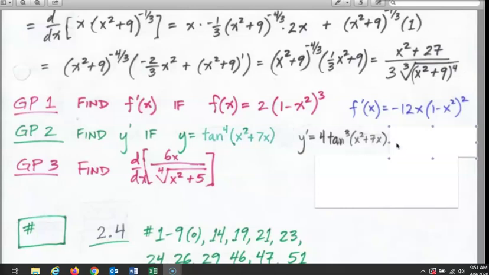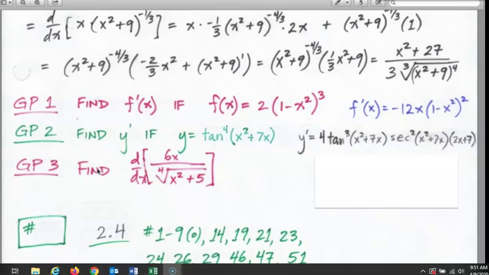Now we need the derivative of the inside function. So what's the derivative of the tangent of anything? It's the secant squared of that thing. So we're going to do the secant squared of that thing. And now we need times the inner derivative, which is 2x plus 7. So we multiply by 2x plus 7, and we get whatever we get. It's ugly, but that's what it is.